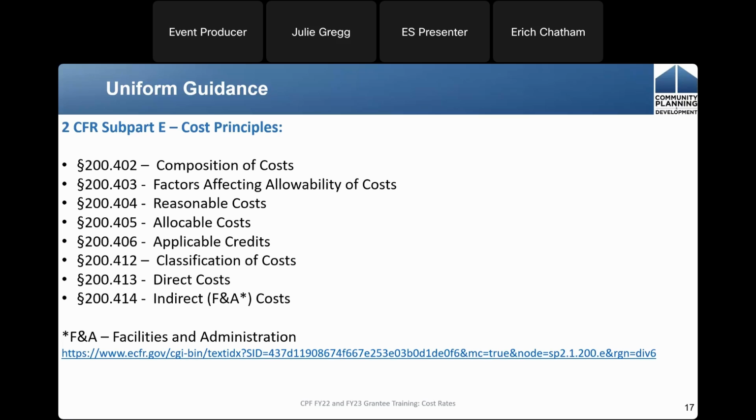So we're going to look at the composition of cost, what are direct and indirect costs, the factors affecting the allowability of cost to be charged to federal grants, reasonable cost, allocable cost, applicable credits, the classification of cost, again, direct and indirect cost, including facilities and administration. We've provided a particular link for the indirect cost, given that that's a key topic for our webinar today. Next slide.